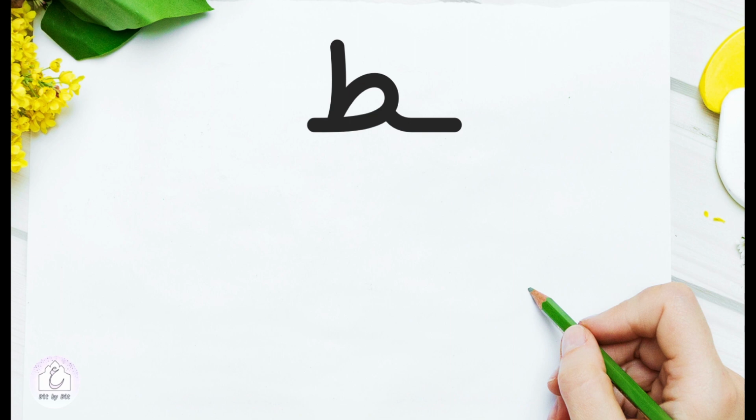In the final position, ta is just the same as the isolated form. We only add a connecting segment coming from the previous letter. Draw the connecting segment, then add ta. A connecting segment, then ta.